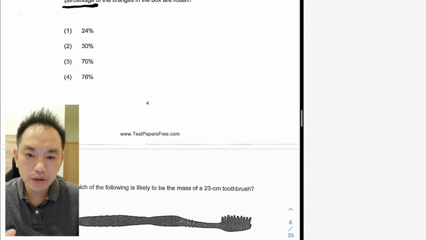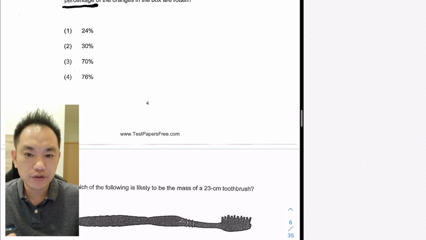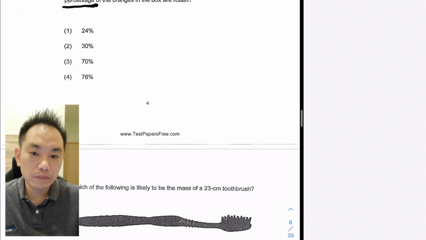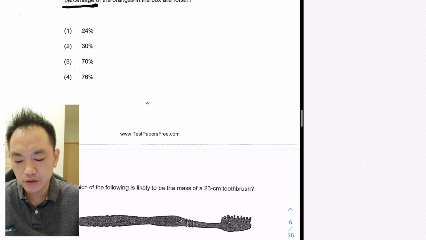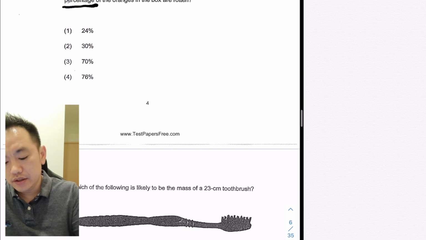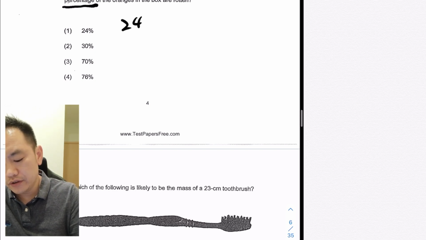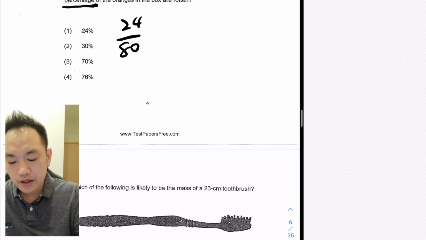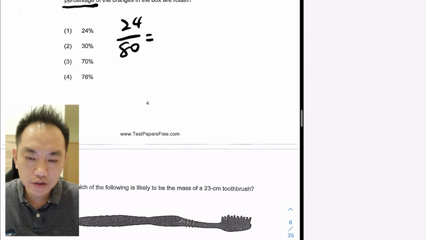Percentage meaning what? Meaning you need to turn the number into a fraction with a denominator, or bottom, of 100. Then you will be able to convert to percentage, because percentage basically means a number out of 100. So in this case, 80 oranges, 24 is rotten, so it's 24 out of 80. Then you will be able to simplify this further.